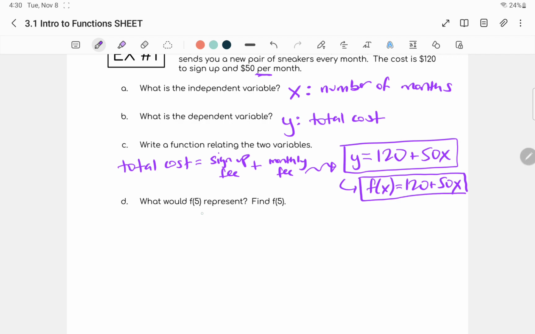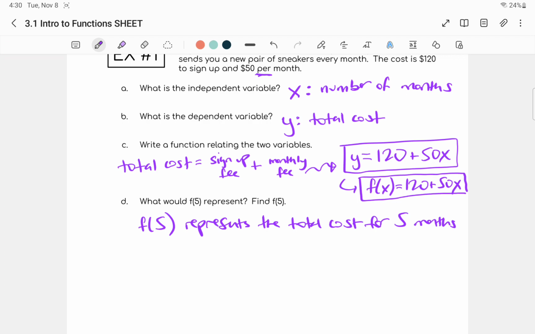So f of 5, that means if x is 5, what does that mean? So f of 5, let's say, represents the total cost for 5 months. So again, how did I get that? Because f of 5, so that means 5 is x. And what does x mean? It's the number of months. So f of 5 must be 5 months. So it represents a total cost for 5 months.